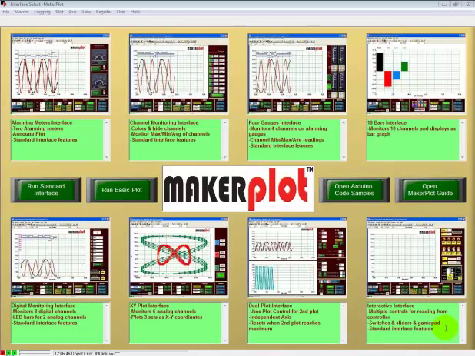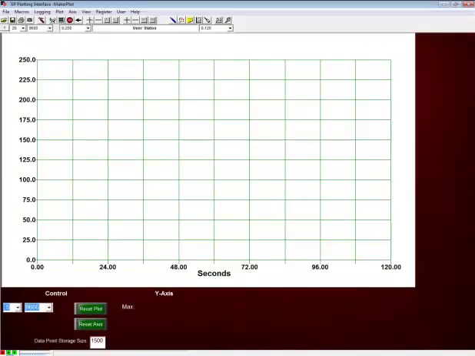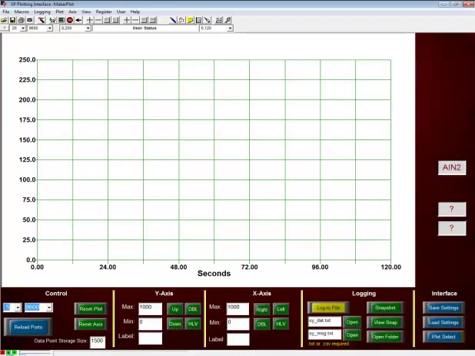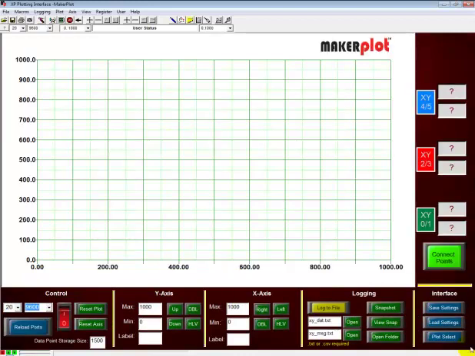The XY plot interface is quite interesting. Rather than plotting data against time, we plot one set of data against another in kind of an XY manner, so let's take a look. Now that the interface is loaded, let's plot some data.